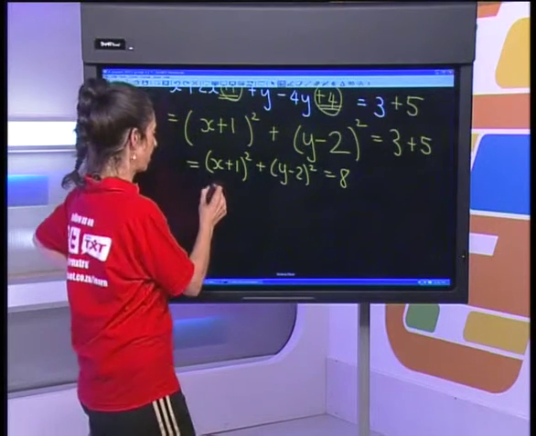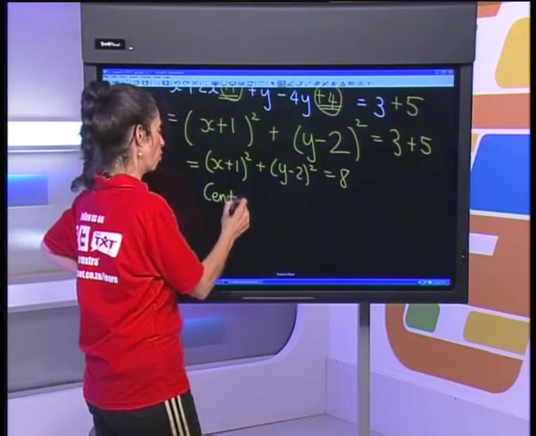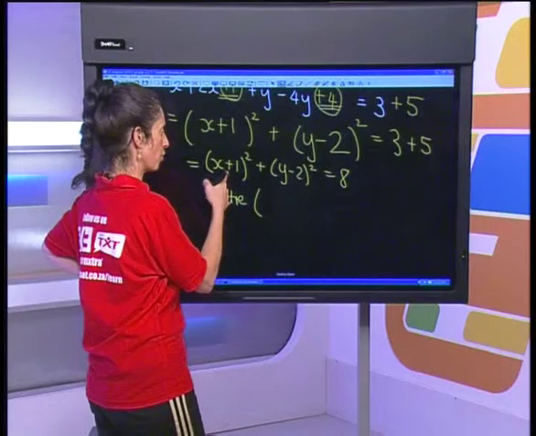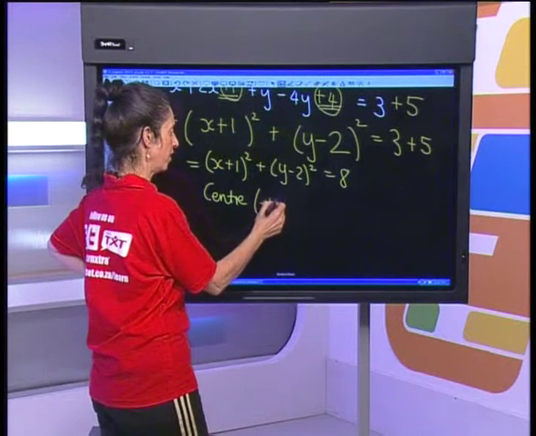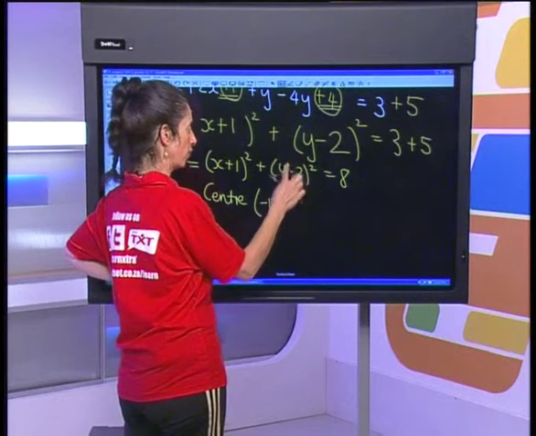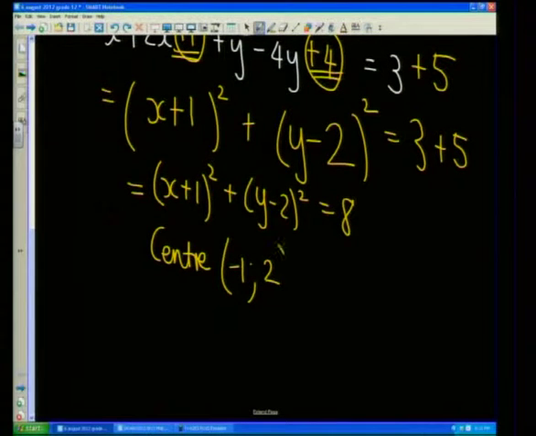So we now have that the center is always the additive inverse of 1, which is negative 1, and the additive inverse of negative 2, which is 2. So we get the center of the circle. That's what these values here are. If you think of x squared plus y squared equals r squared as the center being 0, 0, this center has translated 1 unit to the left and 2 units up, and that's where we'll find its center.